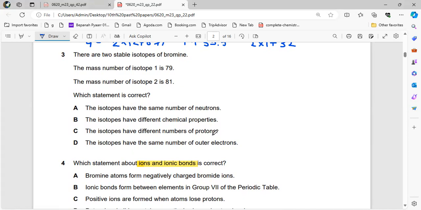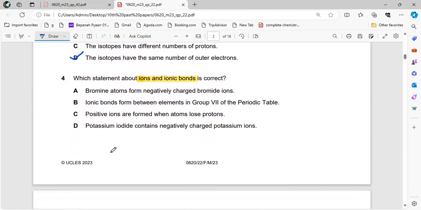The isotopes have different chemical properties. No, the isotopes have similar chemical properties. The isotopes have different numbers of protons. Again, no, they have the same number of protons but different numbers of neutrons. And last, the isotopes have the same number of outer shell electrons. So yes, it is correct. So isotopes are of the same element but have only different neutrons.